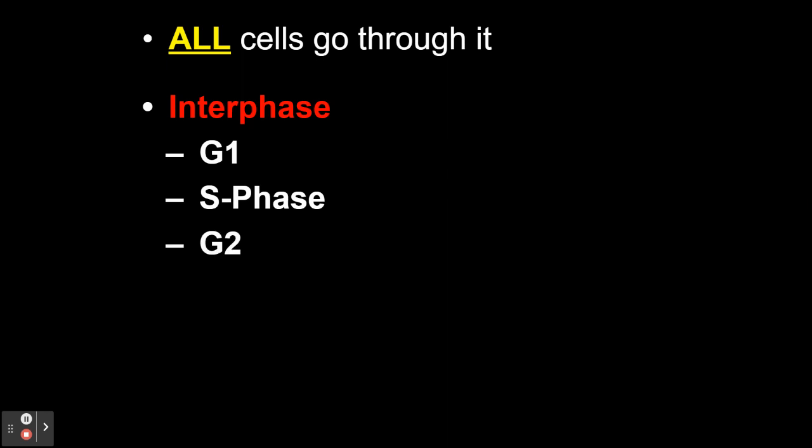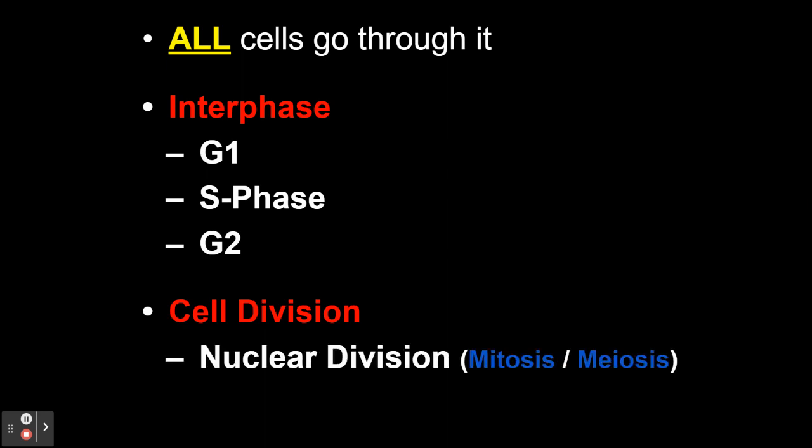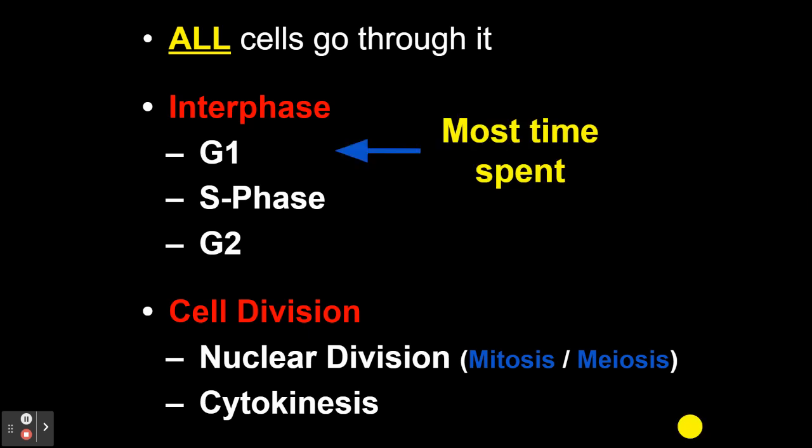Now, the cell cycle is an important part where all cells go through this, and it's got two main parts: interphase, which is G1, S phase, and G2. And this is kind of like practice. And then we have cell division, which is kind of like the game, where we have nuclear division, so mitosis or meiosis, and cytokinesis. And remember, cells spend most of their time in interphase, specifically in G1.